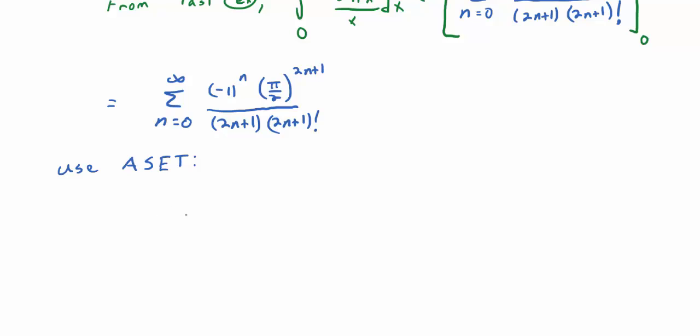Positive, and then pi over 2 to the 1 power, right? Over just 1 because we're plugging 0 in here. So I'll say that this series is approximately equal to, we're just going to sum a few of these. Is the next term going to be positive or negative? Negative.